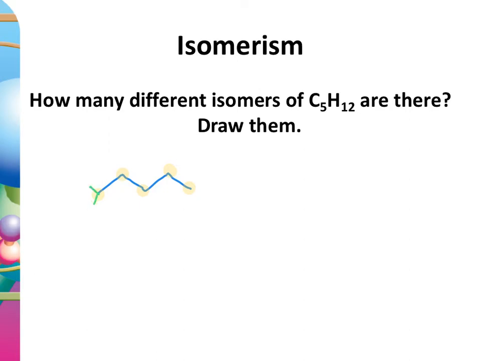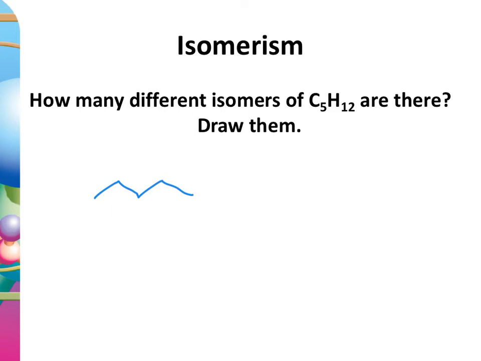So 1, 2, 3. Okay, so those would be hydrogens. Okay, so we have our C5H12. I'm just going to rub those out now, because that's not the skeletal formula anymore. I just wanted to remind you of what skeletal formula was representing. Anyway, that's our first one. So we can't do any other different straight chains based on 5 carbons.